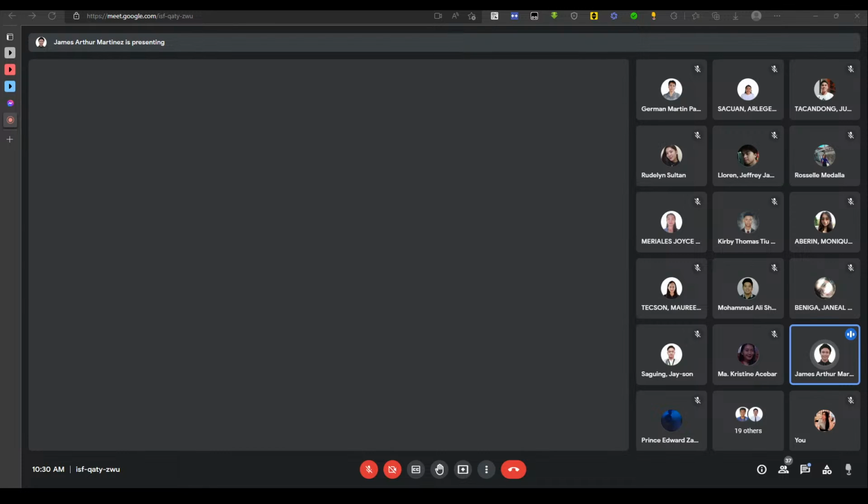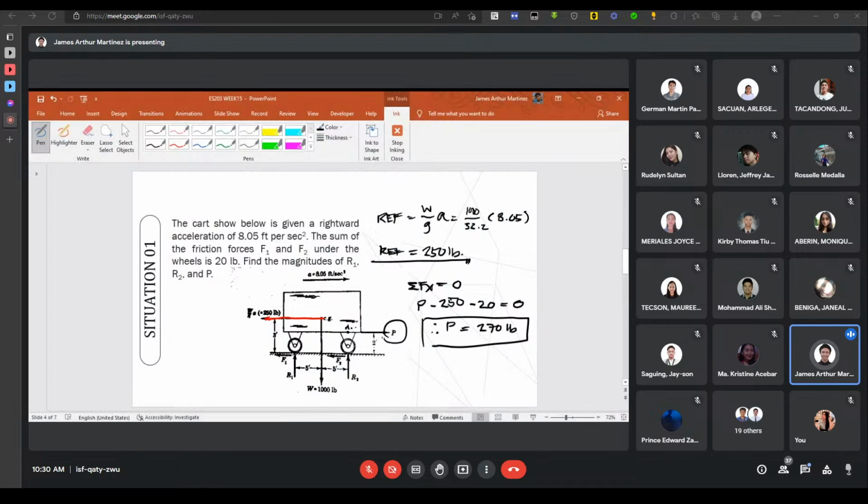So, if you notice, at point A, we can sum up moments since at that point the direction of force R2 passes through it. Meaning, if we sum up moment at point A, R2 will be eliminated, as well as P, because they pass through that point.